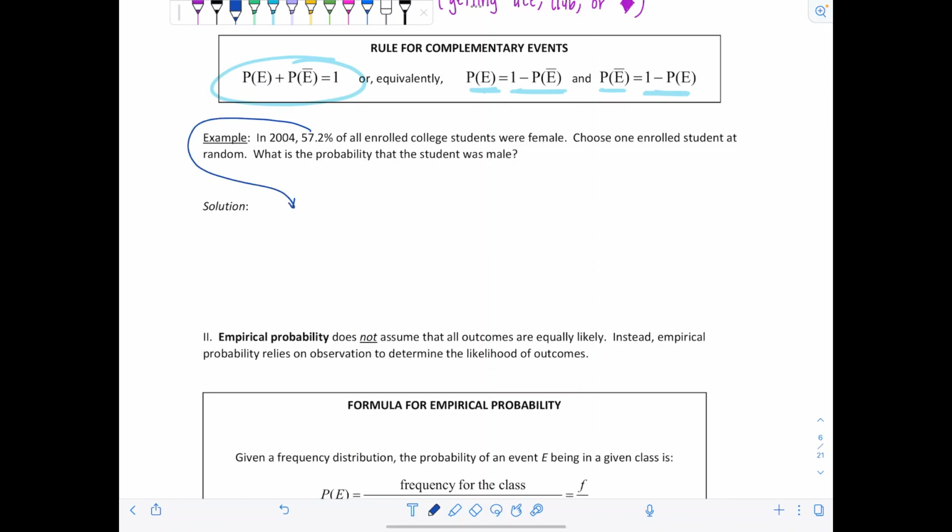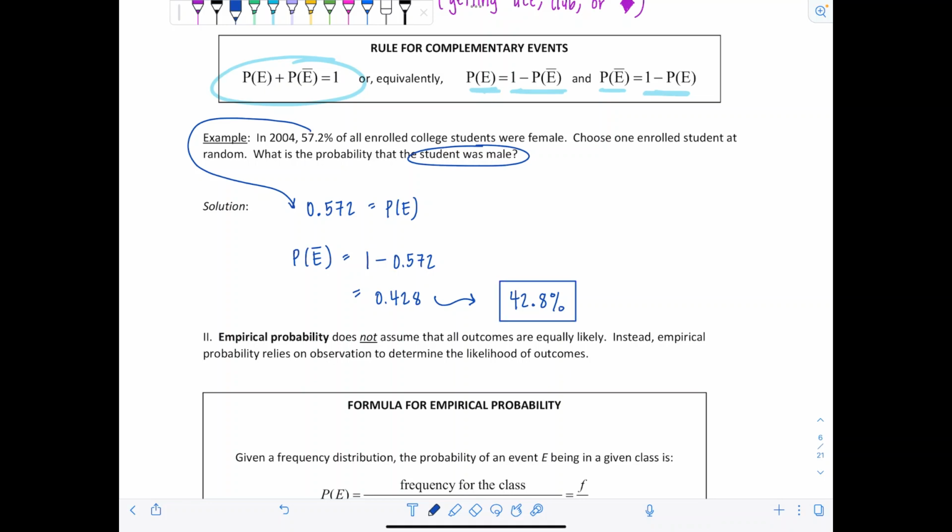57.2% is the probability of event E of a female being enrolled in college. I'm going to change that to a decimal, so 0.572. That's the probability of E. And they want the probability that a randomly selected student is male, so that's the complement. So the probability of E complement would be 1 minus 0.572, which gives me 0.428. And since the problem gave me the probability as a percentage originally, I'm just going to write my final answer as 42.8%. Okay.